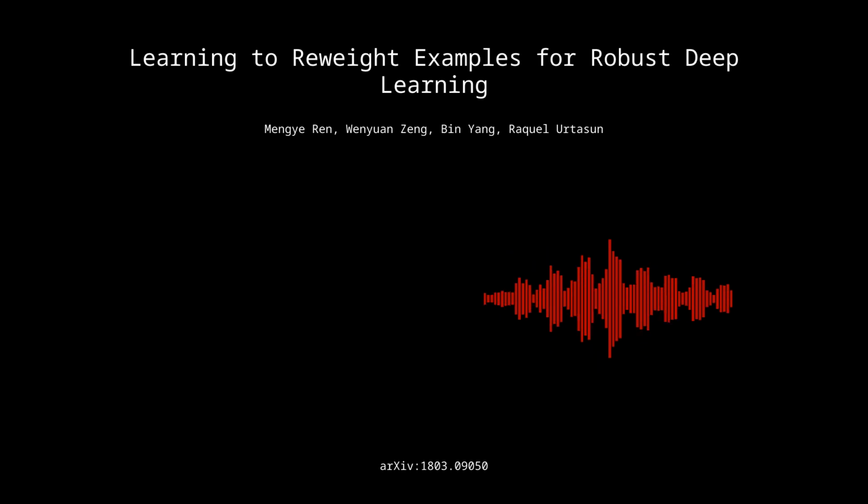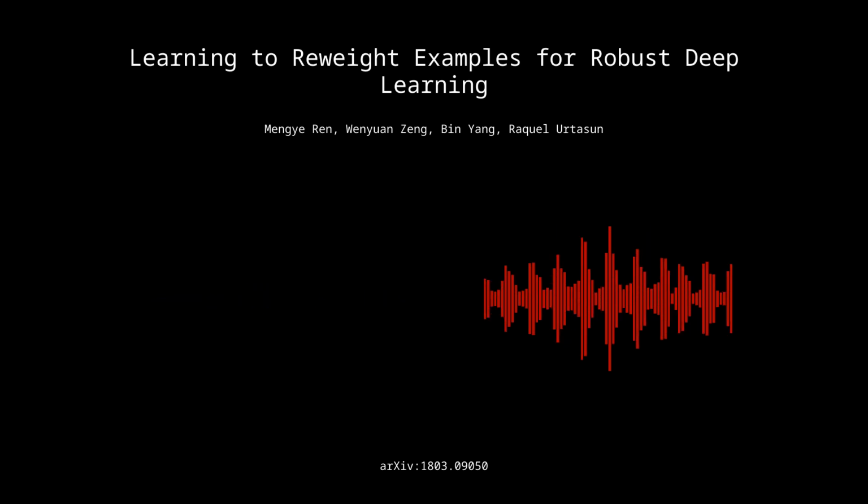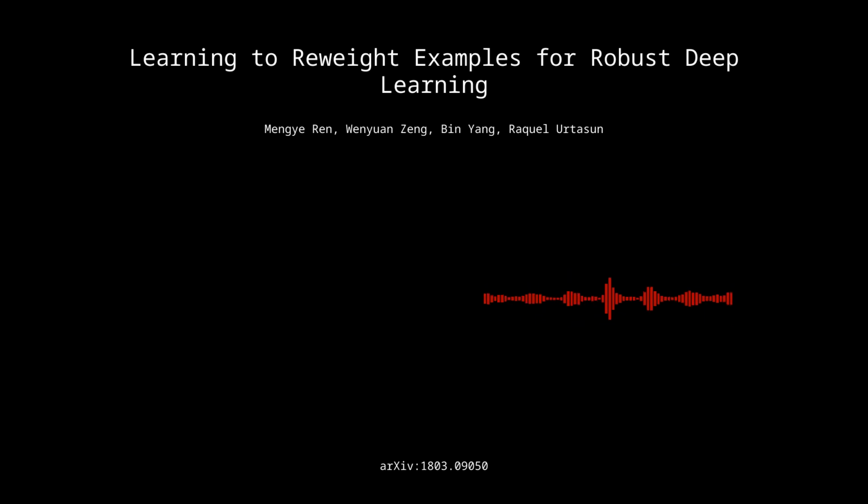Welcome to our deep dive into Learning to Reweight Examples for Robust Deep Learning by Ren et al. This 2018 paper from the International Conference on Machine Learning tackles this familiar problem: how do we make deep neural networks less susceptible to biases in their training data?